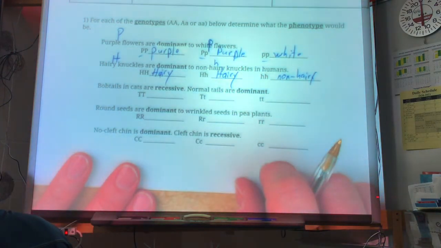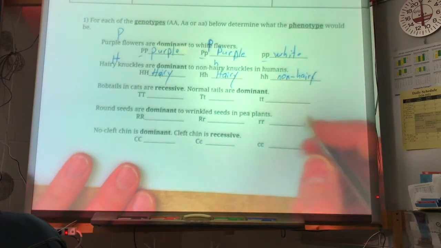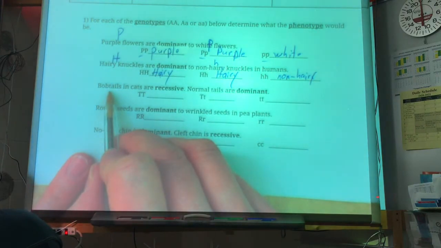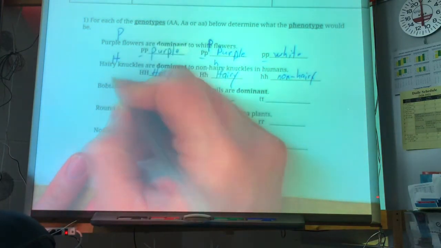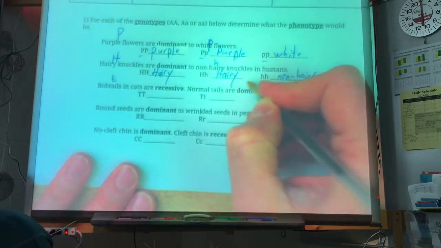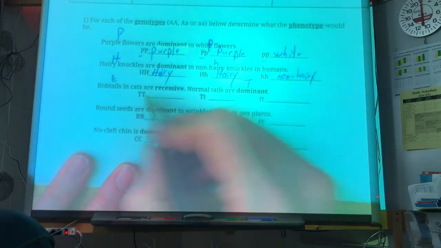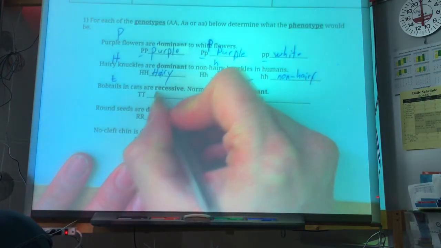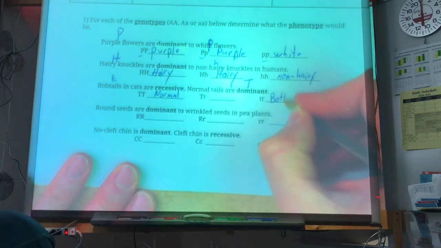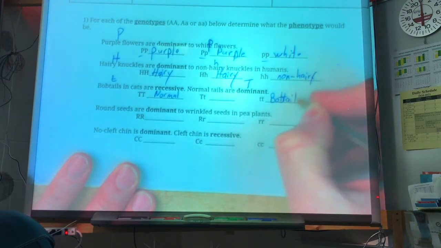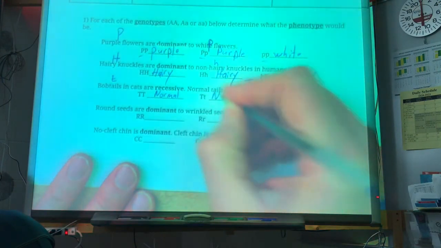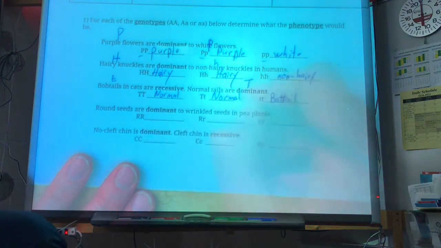Bobtails in cats are recessive and normal tails are dominant. So using the letter T, what are we going to use for bobtail? Big T or little t for a bobtail allele? Yeah, little t, because it's a recessive trait where normal is a big T. So we flipped it a little bit. So big T, what are we going to see, normal or bobtail? And if it's little t? Good. Big T, little t, what are we going to see if we have both alleles? We're going to see the dominant allele, which is normal.